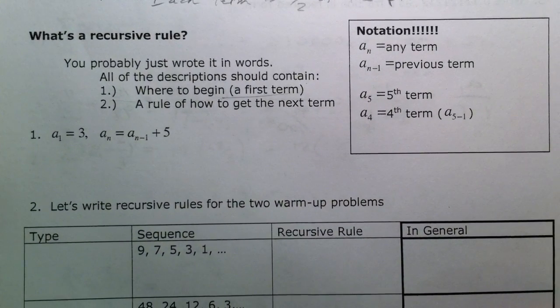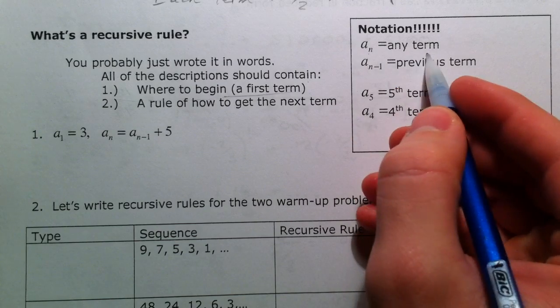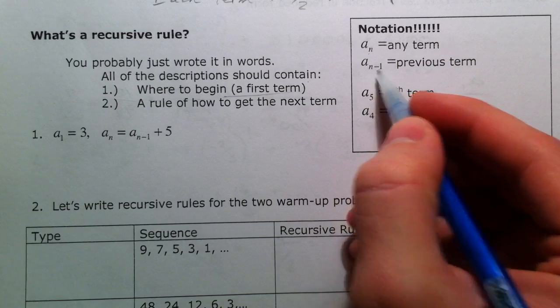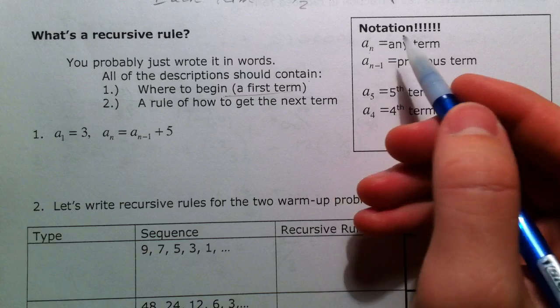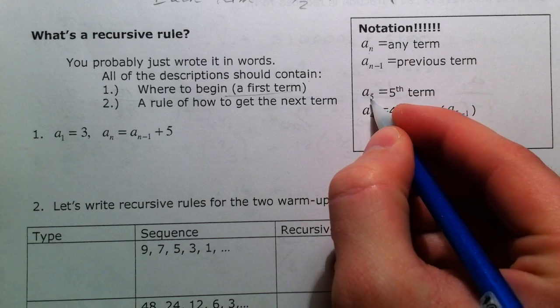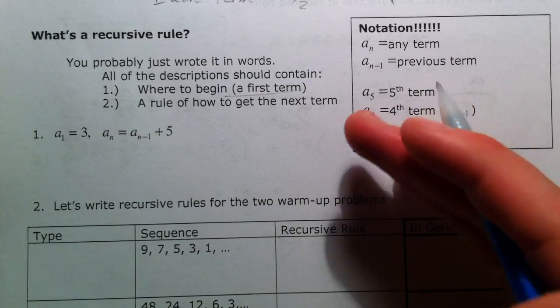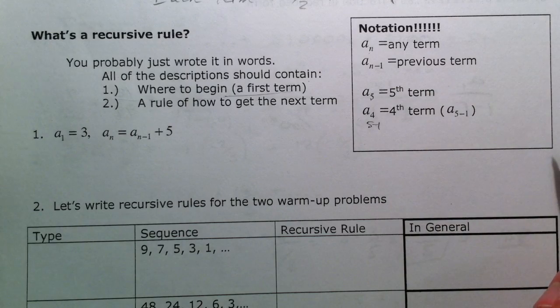All of this, the trickiest part about this is going to be notation. So a sub n, remember, is any term. And then a sub n minus 1 is going to represent the previous term. Here's what I mean. If n was 5, 5 minus 1 would be 4. If it was 6, 6 minus 1 would be 5. So any way you cut it, n minus 1 is going to represent the previous term.